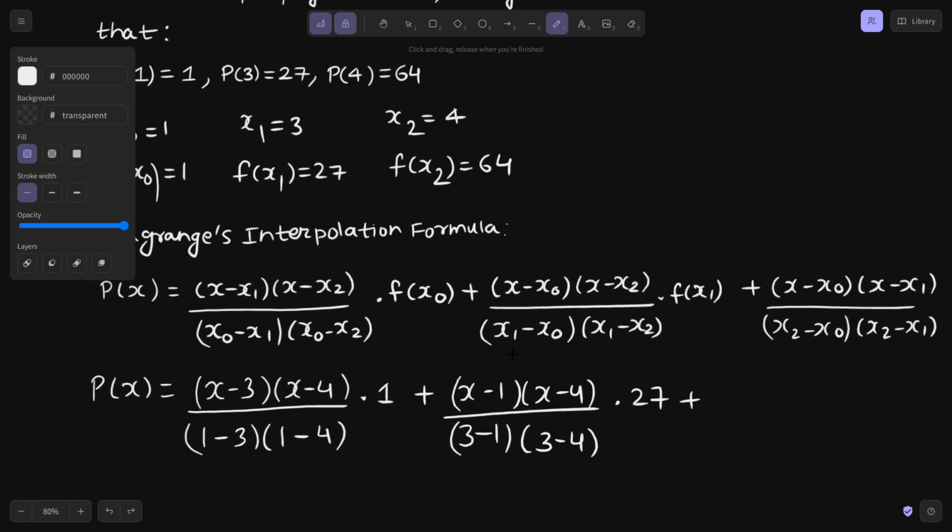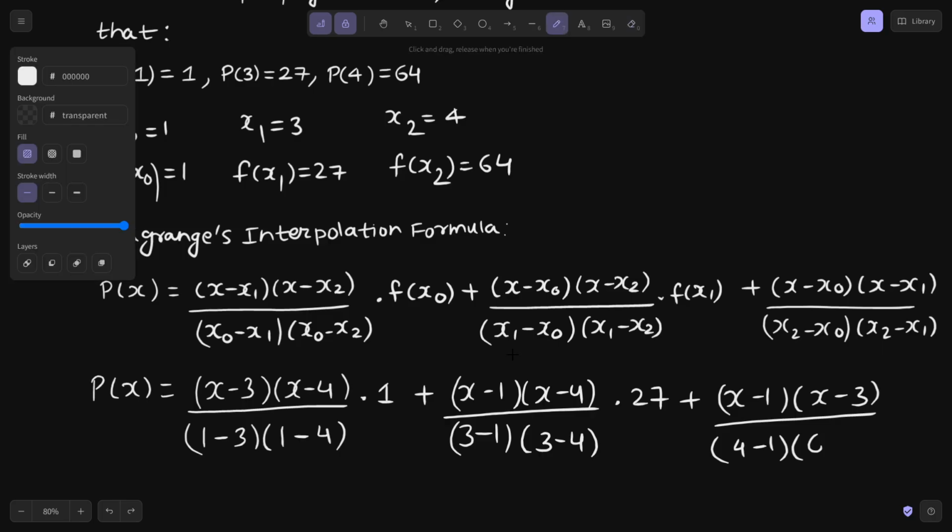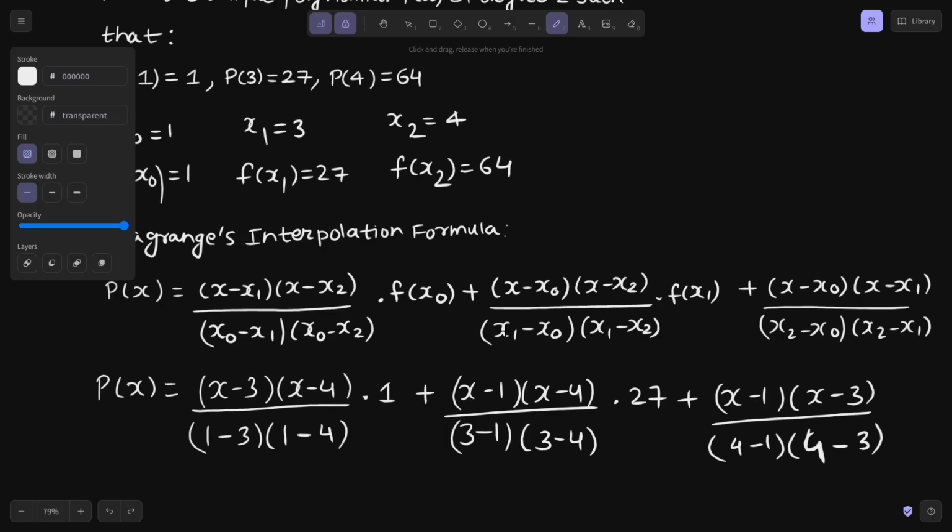then we have x minus x naught, x minus x1, x2 minus x0, x2. This is just 4, not 64. x2 minus x0 and x2, which is 4, minus x1, which is 3. I hope I have written the values correctly. Let's move forward.